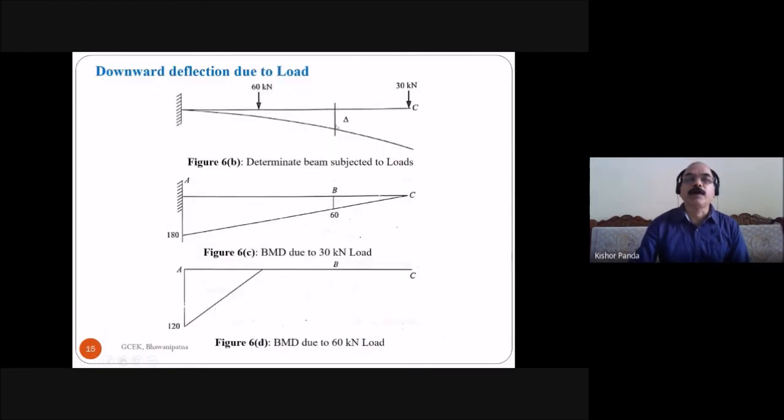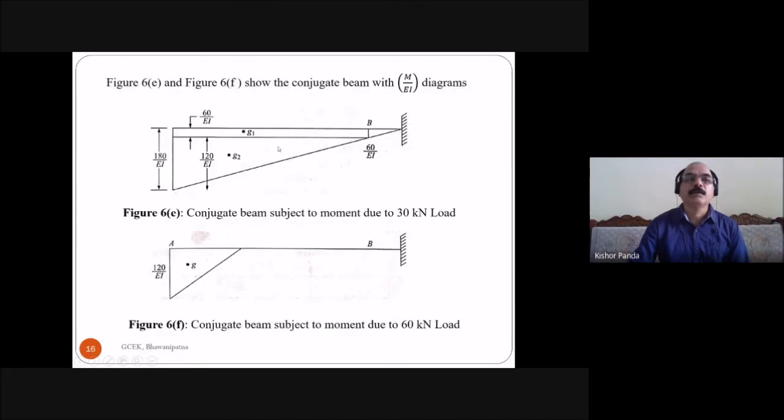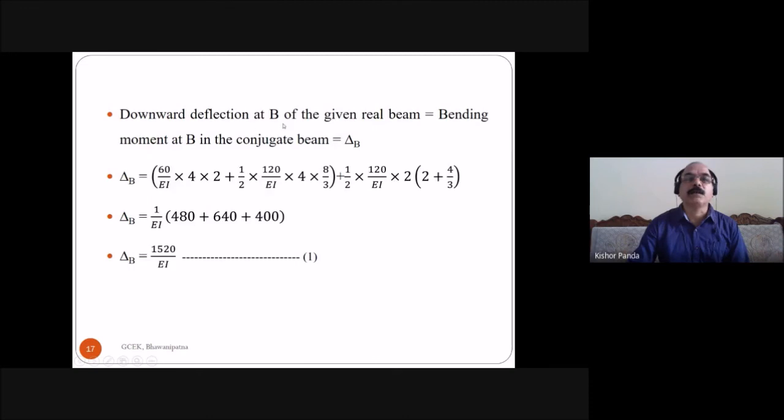Your objective is to find the deflection at B. In the conjugate beam method, you have to find the bending moment at B. The bending moment at B of the conjugate beam is equal to the deflection of the real beam. So the downward deflection at B of the given real beam is equal to the bending moment at B in the conjugate beam, which is delta B.